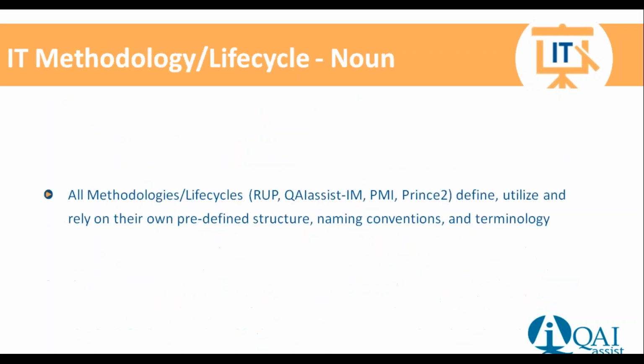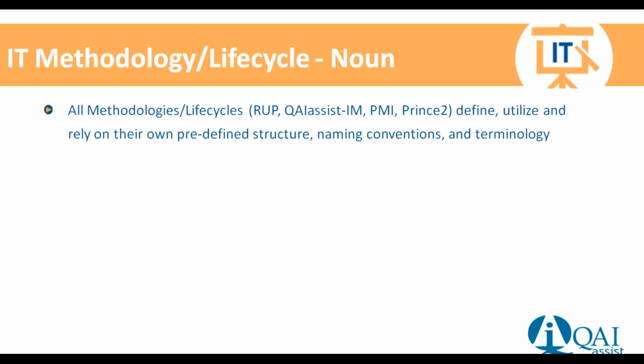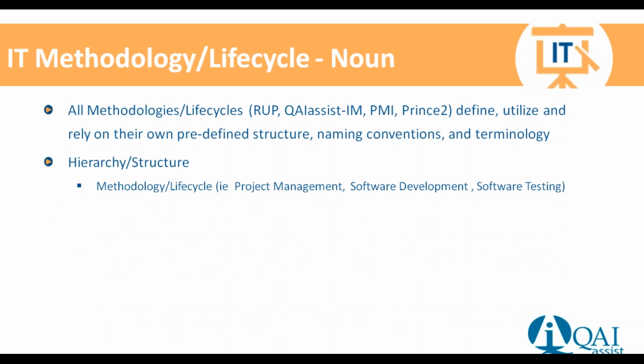So we're talking about methodology in the context of a noun. Here are some of the methodologies cited: Rational Unified Process, such as IBM's, or PRINCE2, or PMI, or the QAssist integrated methodology. Each of these defines, utilizes, and relies on its own predefined structure and its own known naming conventions and terminology. And there's a hierarchy associated with these methodologies. This is the roadmap, okay? Within that hierarchy, at the top end, there's going to be a methodology or life cycle, so it would be a project management or a software development or software testing life cycle or methodology.